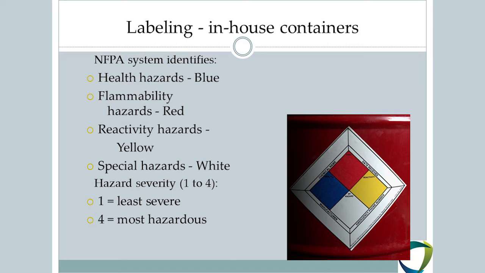NFPA identifies 4 hazard categories: health, listed in the blue diamond; flammability, listed in the red diamond; reactivity, listed in the yellow diamond; and special hazards, listed in the white. The degree of severity for each hazard is rated with 4 representing your highest hazard.